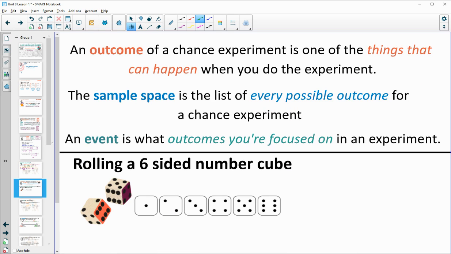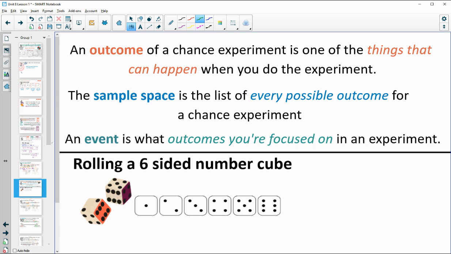All right, so here's some vocabulary as we're talking about probability. So we have outcomes, and an outcome of a chance experiment is one of the things that can happen. Okay, so as you're doing an experiment, it's one of the options. Okay, it's something that can happen. The sample space is the list of every possible outcome. And then an event is what you're focused on in the experiment.